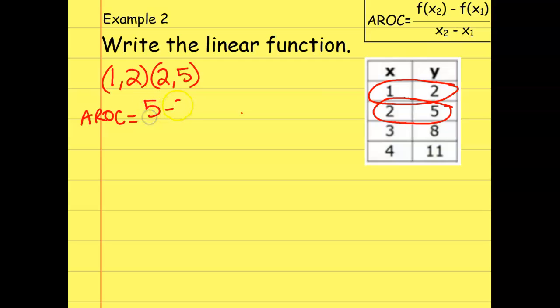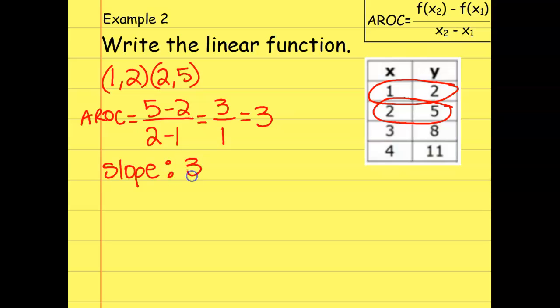So that will be 5 minus 2 in the numerator, because this is f of x2 and this is f of x1. And then 2 minus 1 in the denominator, because that is x2 minus x1. Now to simplify, 5 minus 2 gives us 3, and 2 minus 1 gives us 1. So with that simplified, 3 divided by 1, that gives us 3. So we know that our slope is 3.